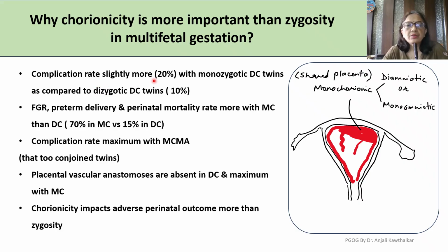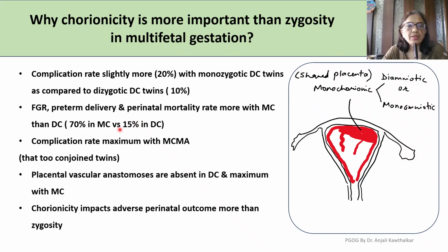Whereas if we compare zygosity, monozygotic has a 20% complication rate, whereas dizygotic has a 10% complication rate. So a difference is there, but it is not significant. A significant difference is there whenever there is a change in chorionicity. Monochorionic, 70% complication rate; dichorionic, 15% complication rate. That is the main reason why chorionicity plays a greater role in the outcome of a twin multifetal pregnancy as compared to zygosity.